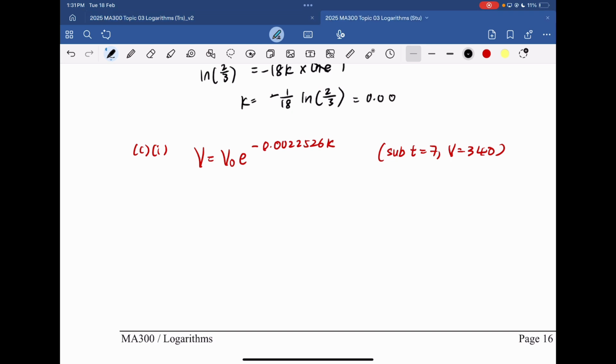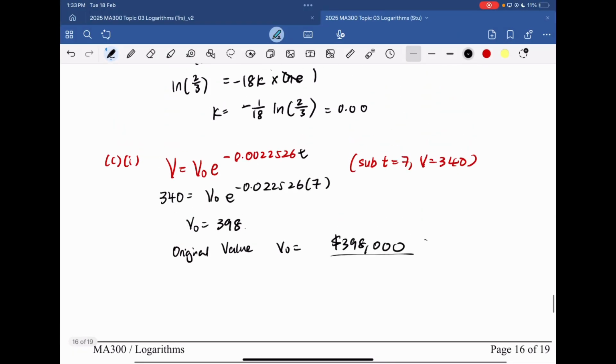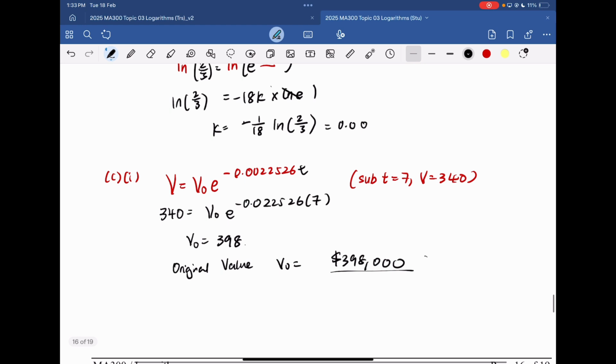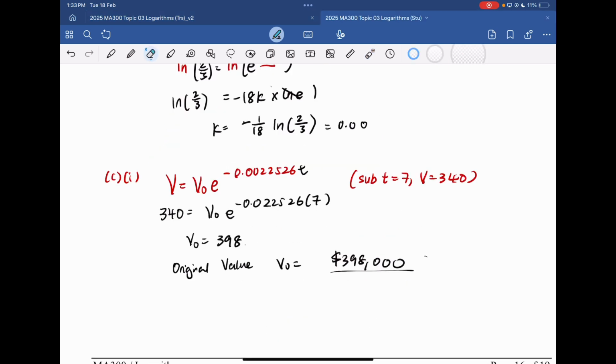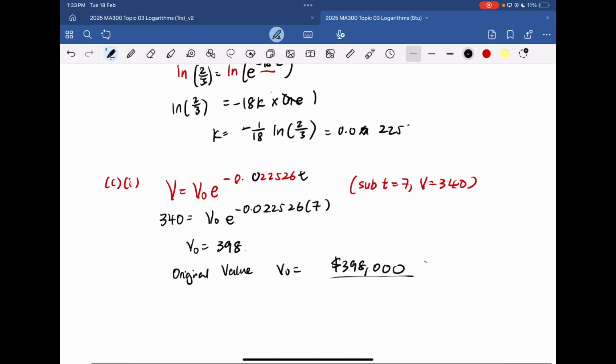Did I make a mistake? Thank you, dear. Okay, so this is time. So what do you want to find here? We want to find V0. Okay, so make sure you understand this. The V0 is 398,000 because I substitute 7 and 340. Sorry, 0.0, my bad. 0.022526. Okay, so that's part 1.